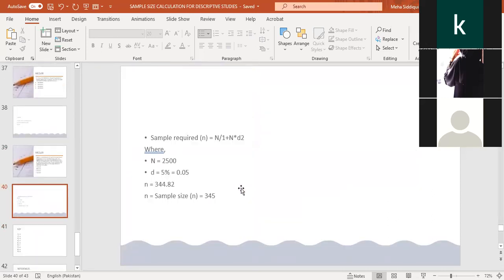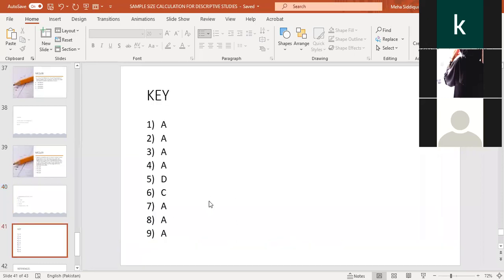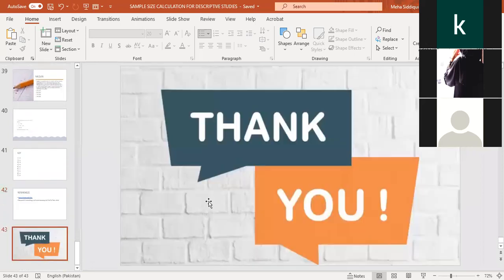Because here this formula will be used as the population is given, that is N is equal to 2,500, d is 5% or 0.05. So applying these values in this formula, this is the sample size formula as we discussed earlier. So the sample size we will get is 344.82, that is 345. So the correct answer is A. This is the key, and these are the references, and here we end.